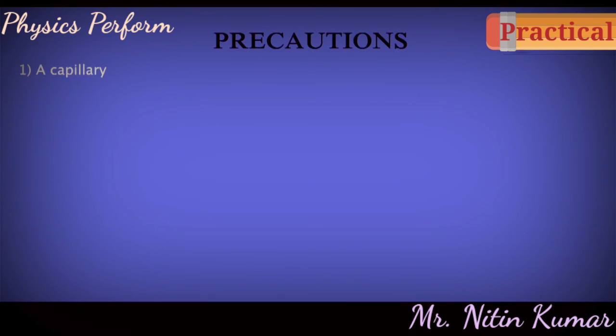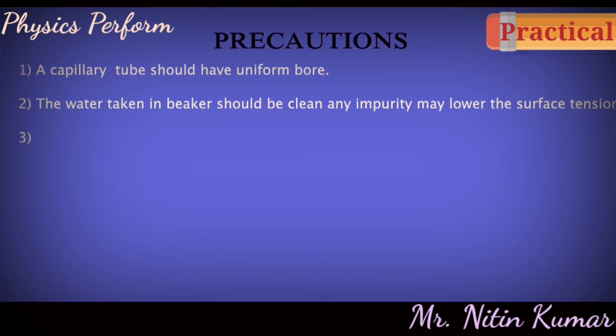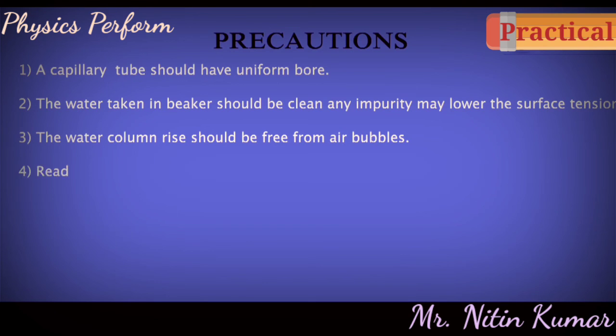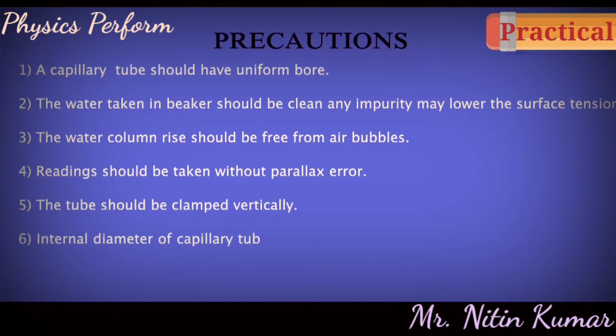Precautions. A capillary tube should have uniform bore. The water taken in the beaker should be clean, and any impurity may lower the surface tension. The water column rise should be free from air bubbles. Readings should be taken without any parallax error. The tube should be clamped vertically. Internal diameter of the capillary tube should be measured in two mutually perpendicular directions.